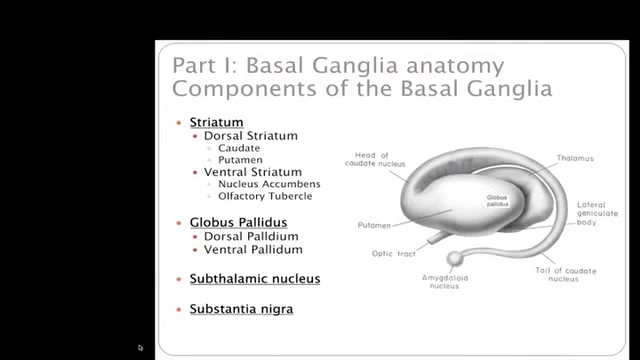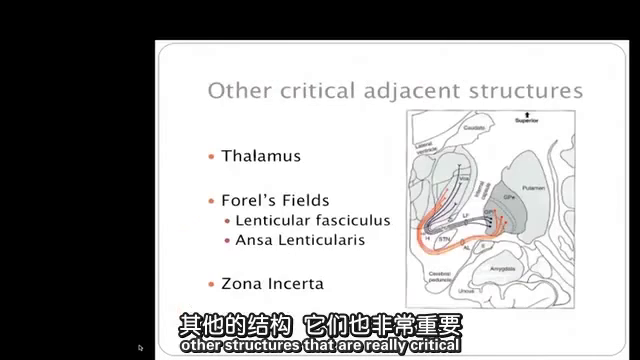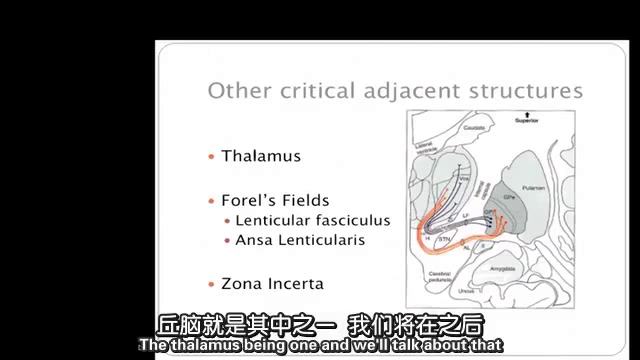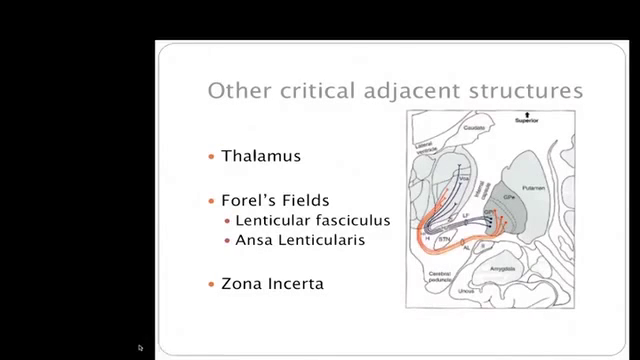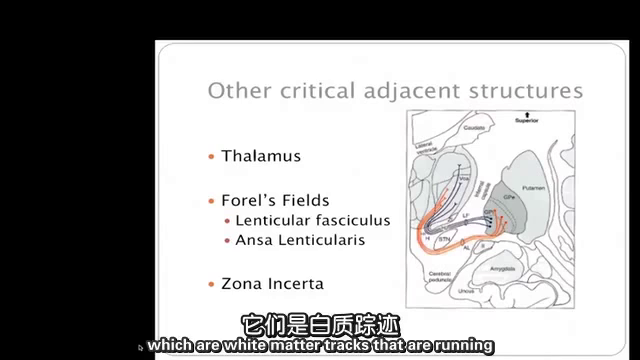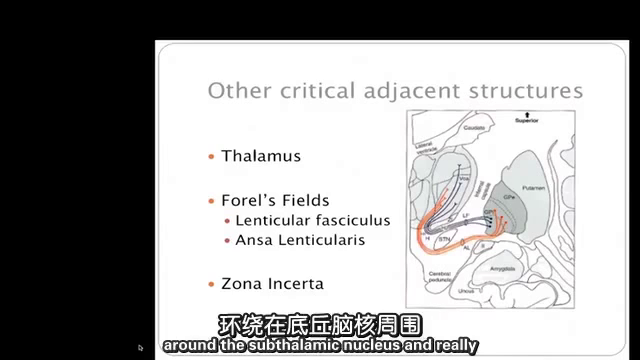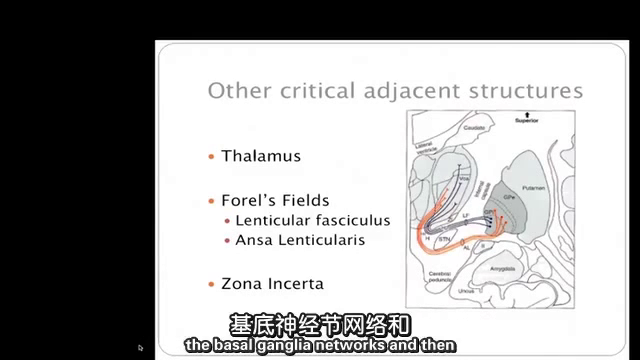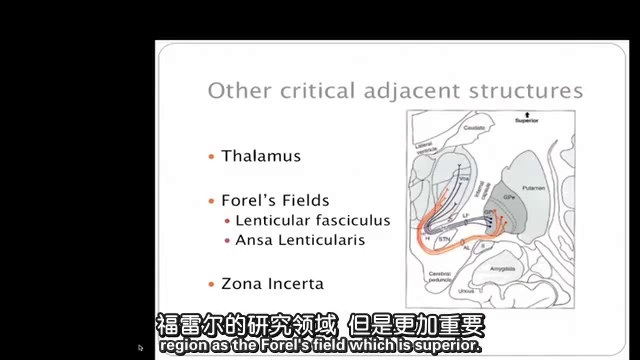Besides the basal ganglia, there are other structures that are really critical and intimately related with these. The thalamus being one, and we'll talk about that extensively, but also this concept of the Forel's fields, which are white matter tracts running immediately inferior to the thalamus around the subthalamic nucleus and connect many of these critical parts of the basal ganglia networks. And then the zona incerta, which is again in that same region around the Forel's fields, just superior.